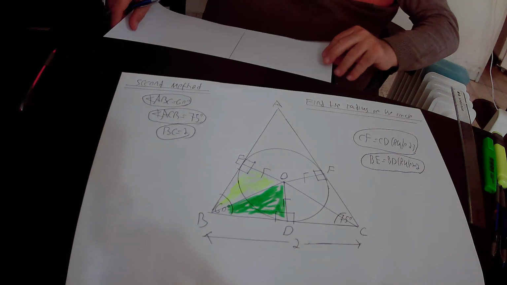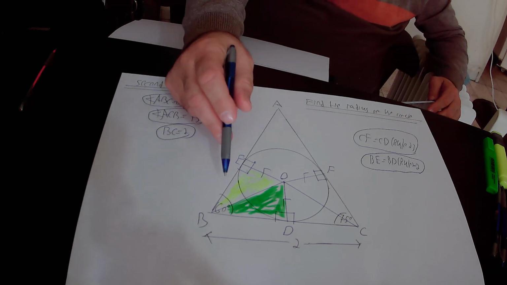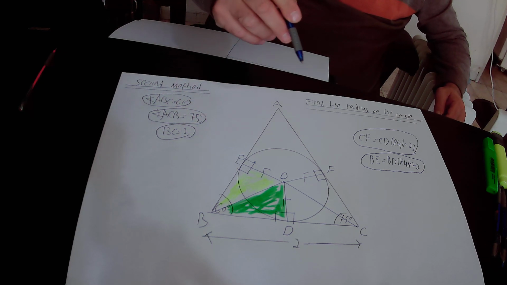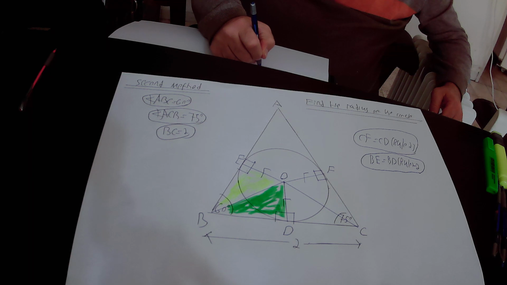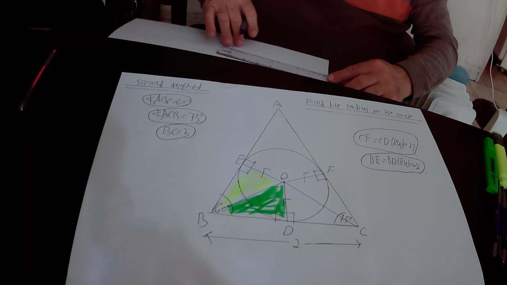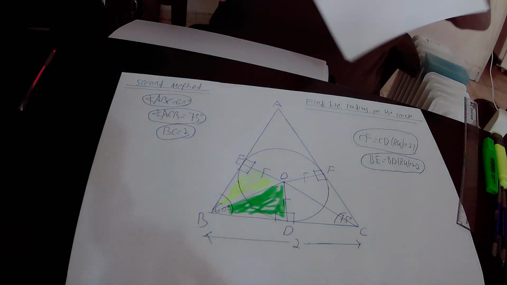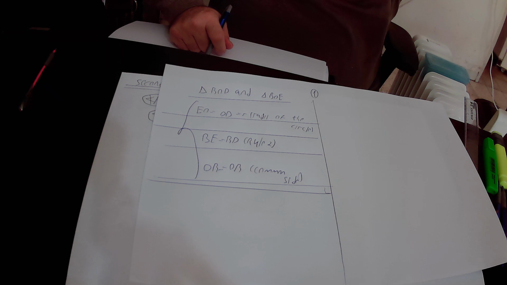And finally, OB is the common side that belongs to both triangles, so we can write down that OB equals itself, it is the common side that belongs to both triangles. Repeat again: OB equals itself, it is the common side that belongs to both triangles.